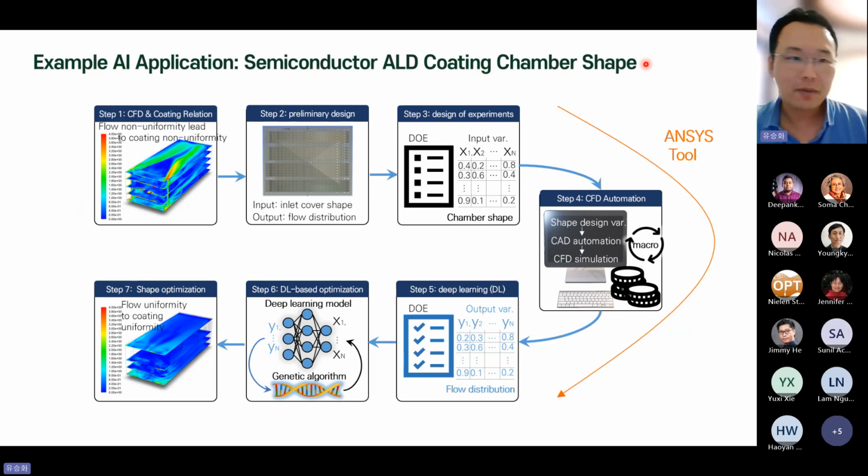One of the AI application examples that I'm going to show you today is semiconductor ALD coating chamber shape optimization. I happen to work with a company owned by Samsung's founder's first daughter's family. They had difficulties in controlling the flow uniformity, and because of this flow non-uniformity, they had coating non-uniformity in ALD coating. So what we have done was use the Ansys tool to generate a lot of data, and we were able to generate a shape that gives flow uniformity and also results in coating uniformity. That's one of the applications.